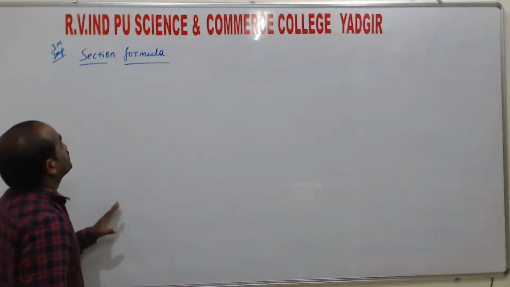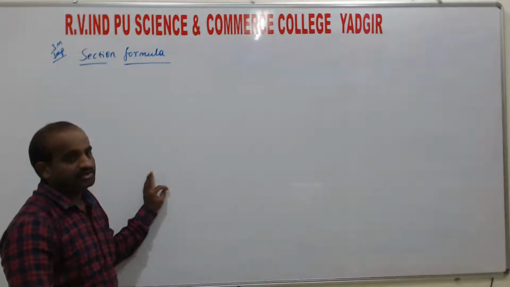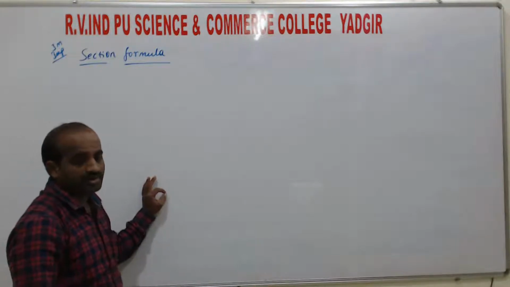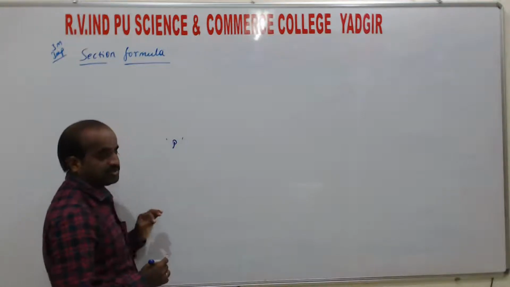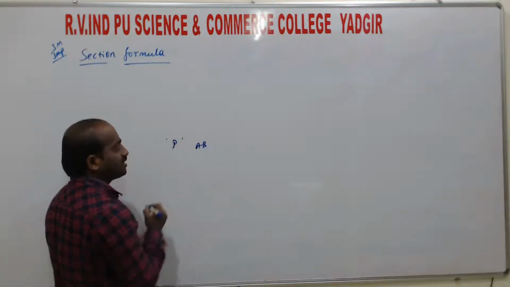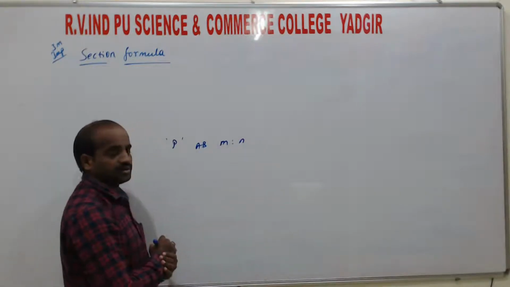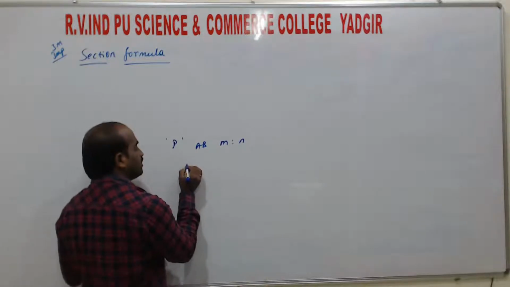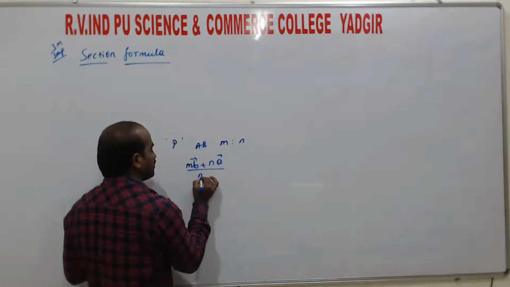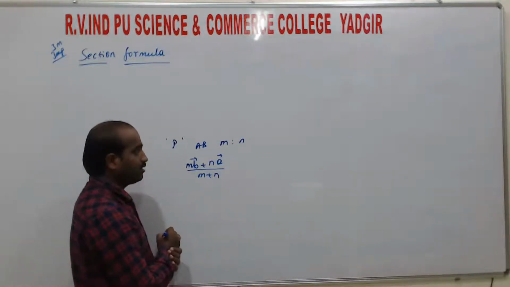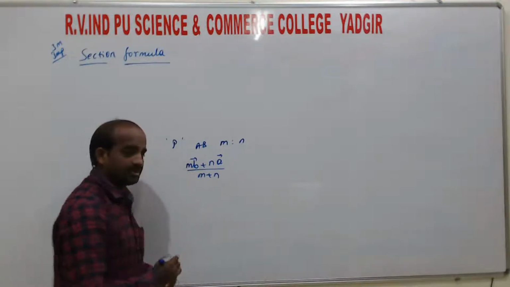In this vector section formula, the question is to derive the position vector of the point P which divides AB internally in the ratio m is to n, which is given by mb vector plus na vector divided by m plus n. OA vector is A vector, the position vector of B is OB vector, which is B vector.